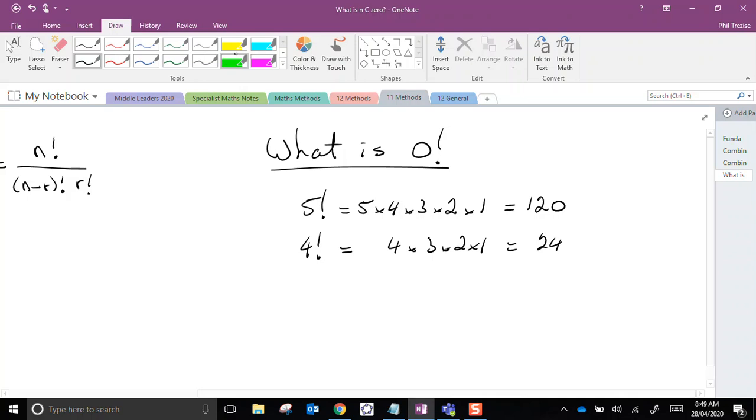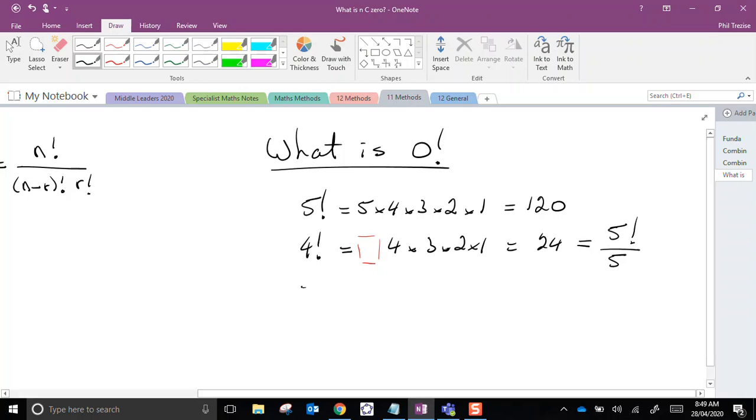But look carefully here at this gap. Now there's a bit of a clue. I could also express 4 factorial as 5 factorial, but it's not the whole thing of 5, it's just missing the number at the front. So if I were to have 5 factorial and divide through by 5, the 5 would cancel and leave me with just the 4 by the 3 by the 2 by the 1. That's interesting. 4 factorial is 5 factorial over 5.